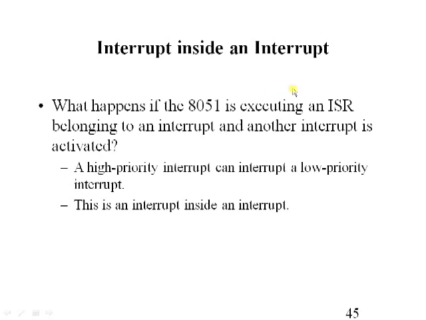Interrupt inside an interrupt. Assuming that the processor is executing an ISR, and during that time one more interrupt is generated, the processor is going to recognize that interrupt if it is a high priority interrupt. If it is a low priority interrupt, it is going to continue the execution of the ISR it is executing, and after completion of that ISR, it responds to the next interrupting device.